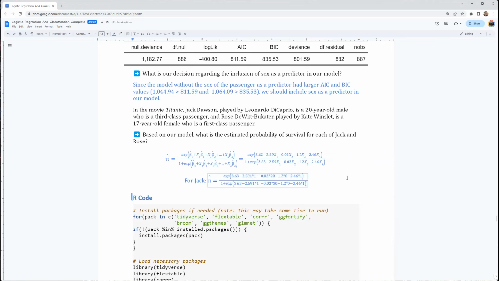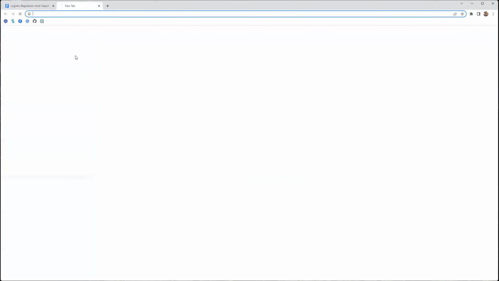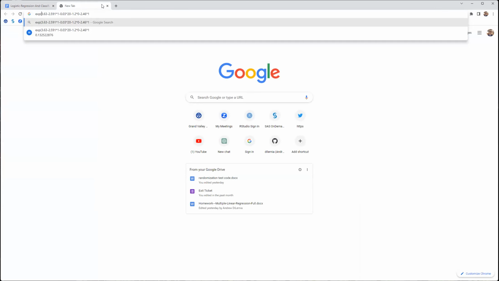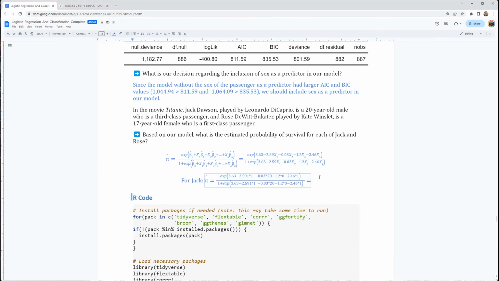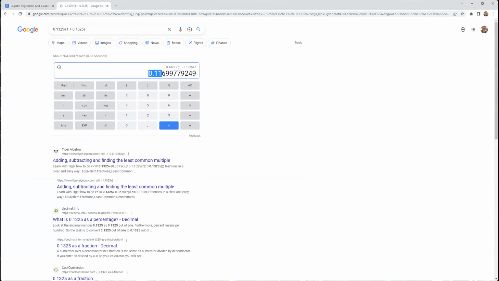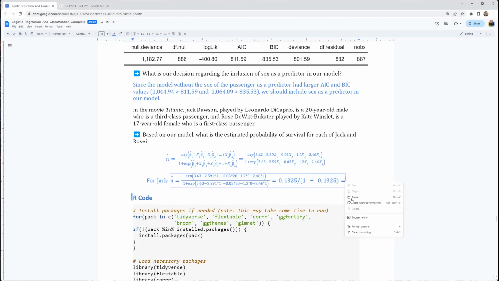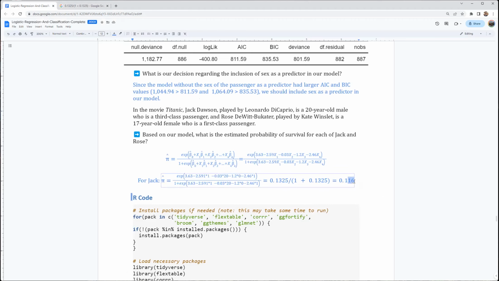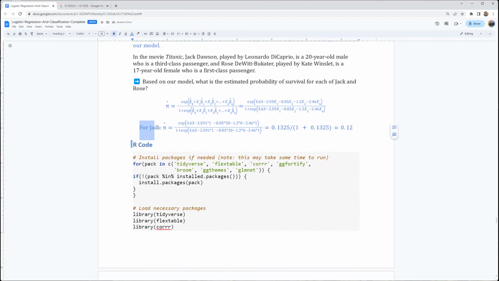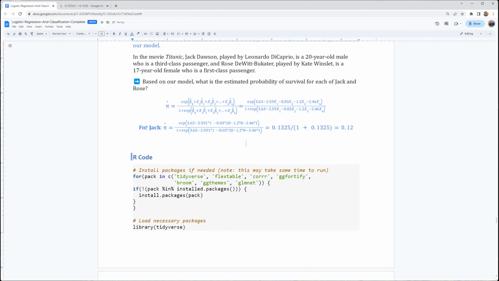And we filled that in, so we can copy what we did for the top to the bottom. All right, and then we'll get this value using Google first. So that's Jack's odds of survival. So we end up with that number over 1 plus that number. But it's good to show your work. There's a lot of potential rounding on steps along the way, so it's good to show your work to make sure it's clear what was done. So there's the probability of survival for Jack: 12%, is all.